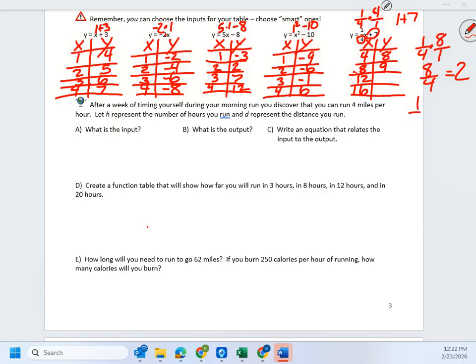What is 1/4 times the 12? Clara? 3. Yeah, because 1 times 12 is 12, 4 times 1 is 4, 12 divided by 4 is 3, and then I have to do that last part, plus 7. So what would my output be, Clara? 10. If I put a 16 in for my input, what would my output be? AJ? 11. Because 16 over 4 gets me 4. 4 plus 7 is 11. Okay.